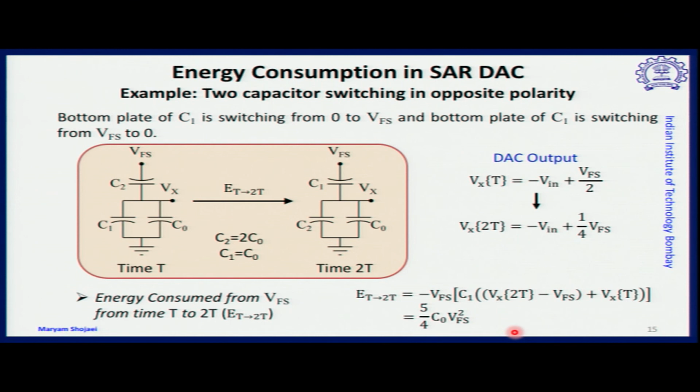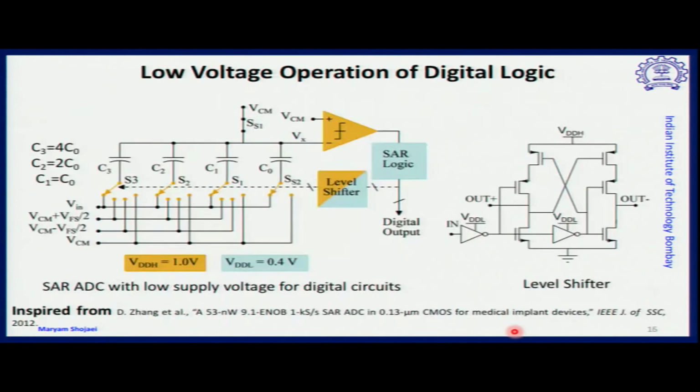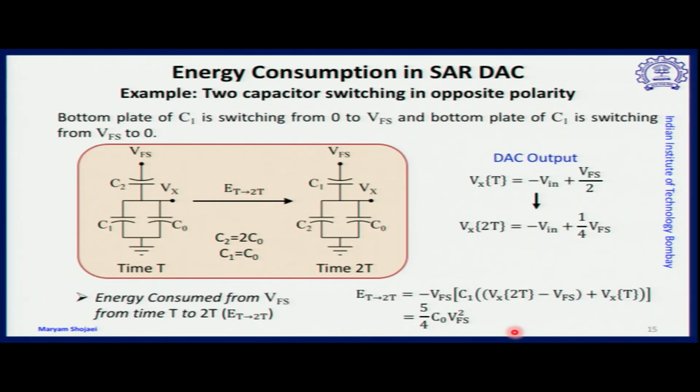So now we have learned some basic ideas about how to calculate energy and what points to consider with respect to energy reduction. We have in mind that energy consumption comes from the change in the polarity of the charge across capacitors, which is drawn from the supply. So if we can somehow relax this phenomenon, we would be able to reduce the energy.